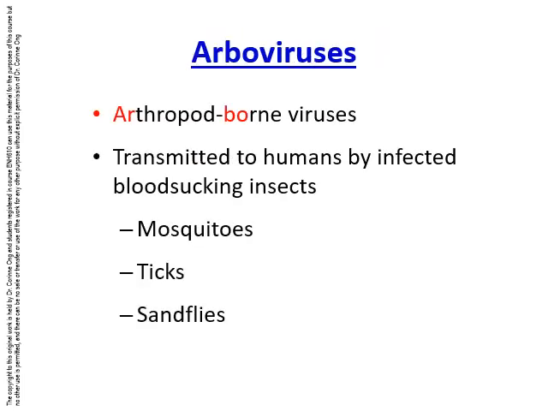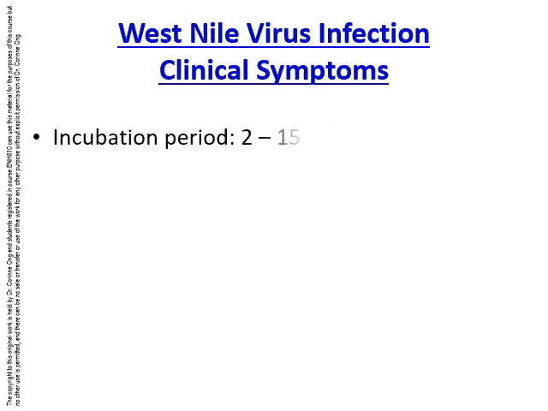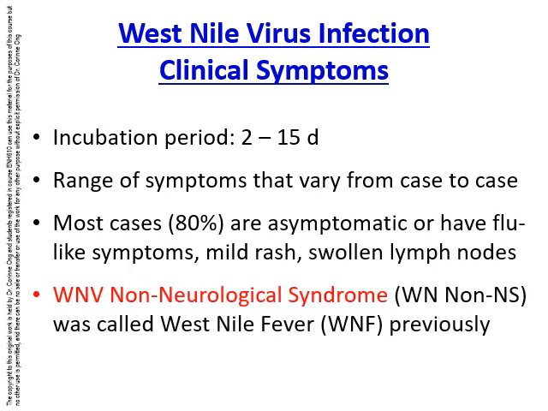Arboviruses are a fairly large group of viruses that are arthropod-borne viruses. They are transmitted to humans by infected blood-sucking insects such as mosquitoes, ticks, and sandflies. The first arboviral disease we'll focus on is West Nile virus infection, due to the emerging nature of the disease in the past 20 years.